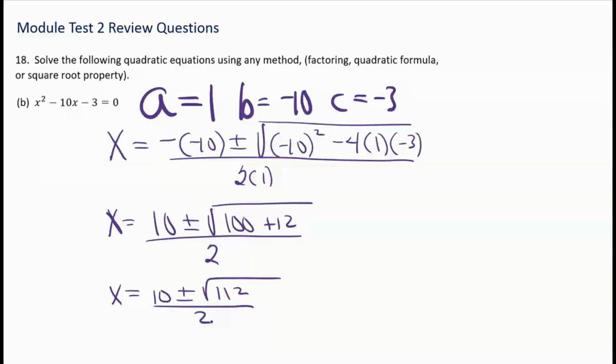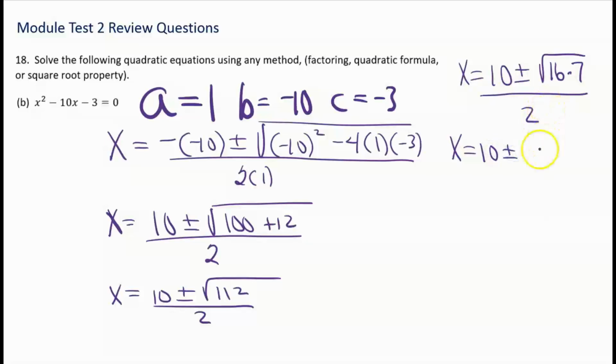Now, you know what? The square root of 112 will simplify. So that's 10 plus or minus. I can see that 4 divides into there. You could divide in your calculator and see. In other words, what I'm trying to say is 16 divides into 112. So you can write that as the square root of 16 times 7, over 2. 16 is a perfect square, so the square root of 16 is 4, and we get 4 square root of 7 over 2.